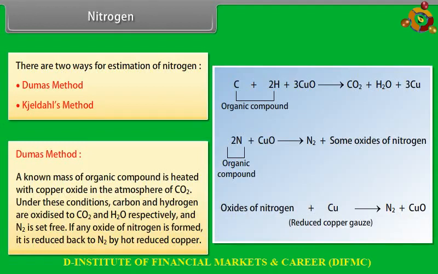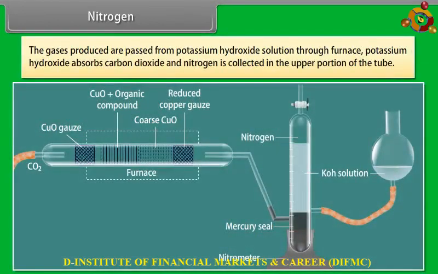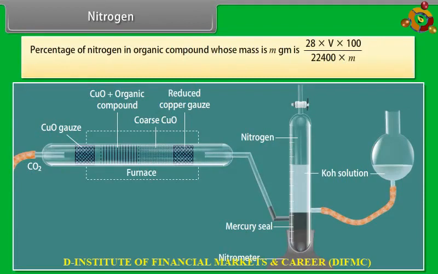If any oxide of nitrogen is formed, it is reduced back to nitrogen by hot reduced copper. The gases produced are passed from potassium hydroxide solution through furnace. Potassium hydroxide absorbs carbon dioxide and nitrogen is collected in the upper portion of the tube. Percentage of nitrogen in organic compound whose mass is m gm is 28 into V into 100 divided by 22,400 into m, where V is the volume of nitrogen at STP.